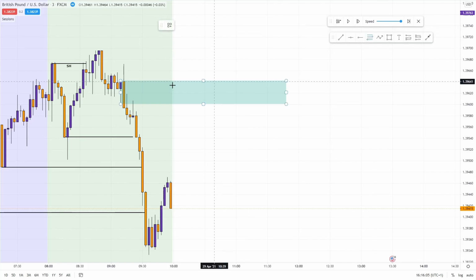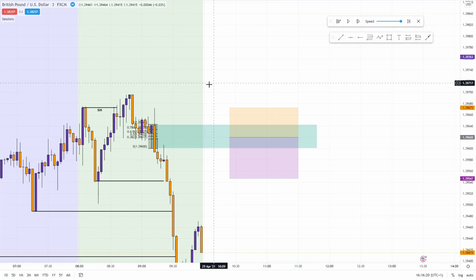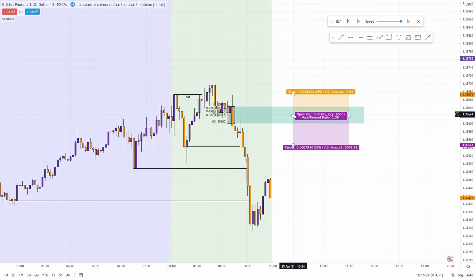When I was deciding exactly where to place my entry, I wasn't 100% sure, so I did just fib it and enter around the 50% point of the whole candle, and set my limit order at 1.39620, with my stop at 5.4 pips just above the top of this wick here to give me a little bit of breathing room with the trade.